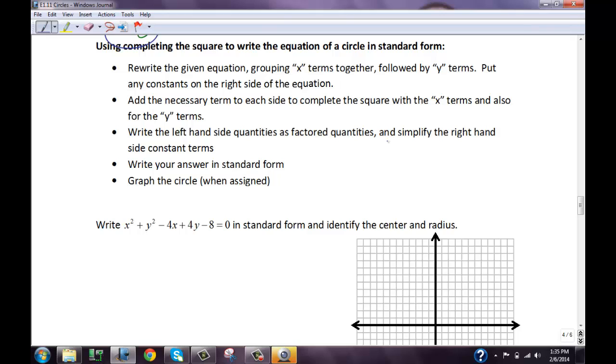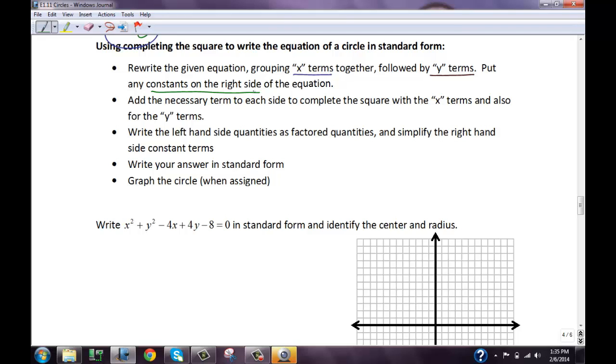To get it in standard form, we have to use completing the square. So here's a little refresher of how we're going to do it. First, we rewrite the given equation, group my x terms together, and group my y terms together. Whatever my constant is, I'm going to put on the right side, by itself. Then I'm going to add the necessary term to each side to complete the square with the x's and also the y's.